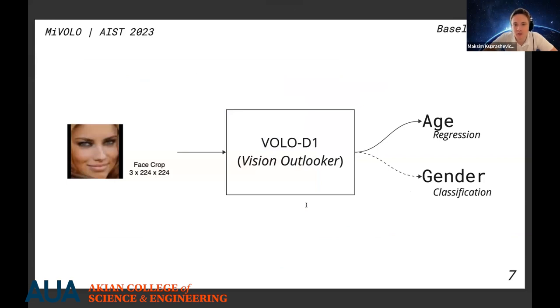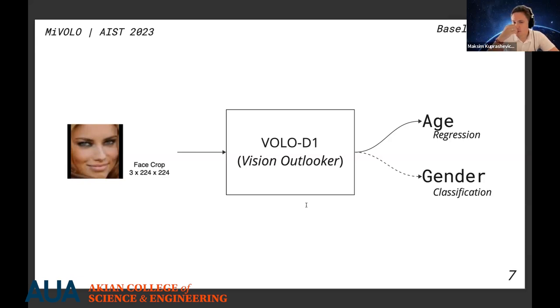We wanted to start with some baseline, some strong model, so we can be sure we can move on to something more complex. And we took as our baseline VOLO, the Vision Outlooker. If you're not familiar with this network, you can read the original paper, but all you need to know right now is that it's a modified vision transformer with a modified attention block. We started with the simplest task: face crop as input and age as output, and then we added another output, gender.